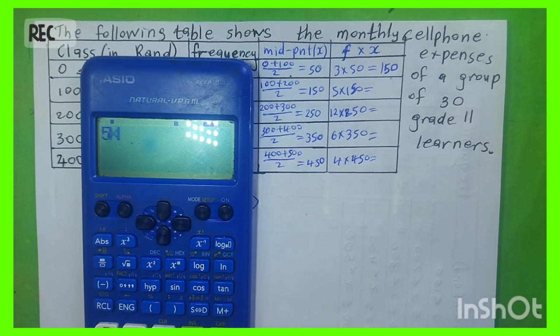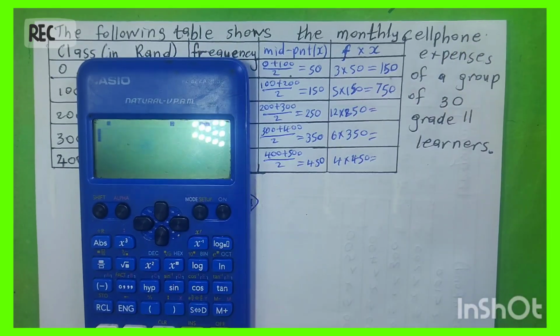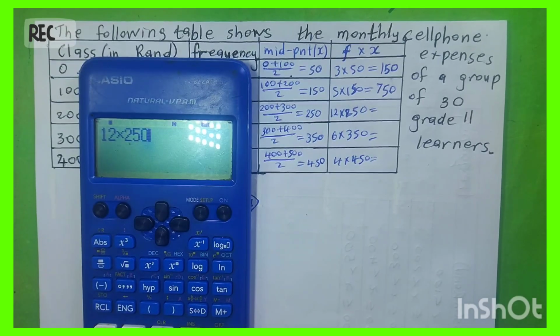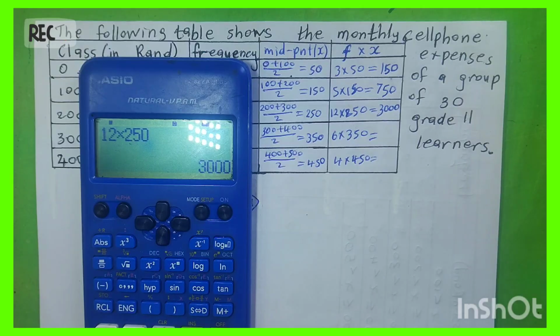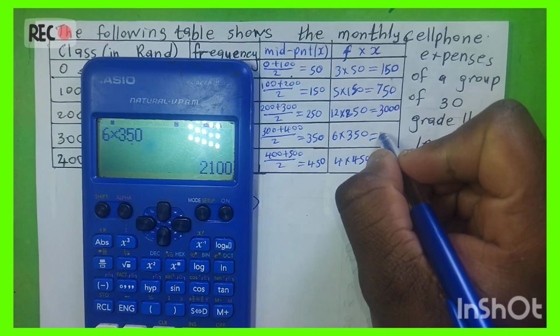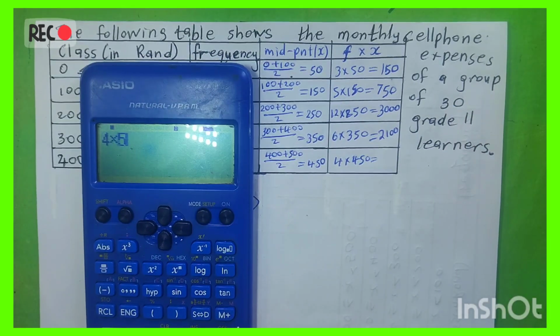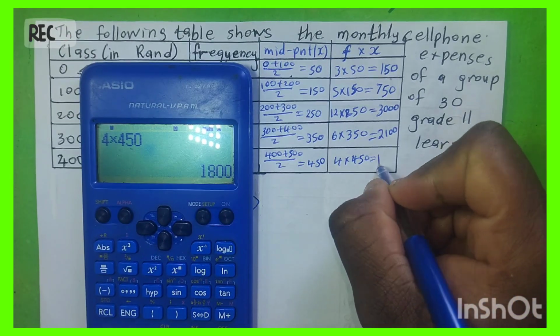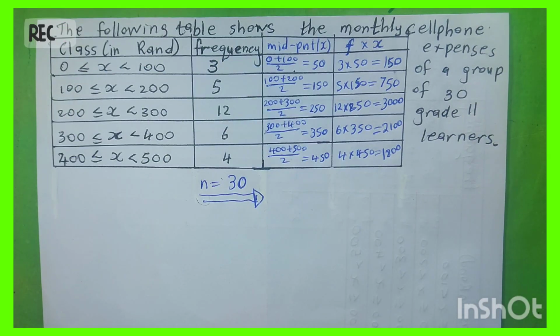Then 5 multiplied by 150 means here it's 750. Then here it's 12 multiplied by 250, so I will get 3000. These kinds of numbers should not make you panic. 6 multiplied by this means this one is 2100. Then 4 multiplied by this, then by this, so it means that it's 1800 and 1100.